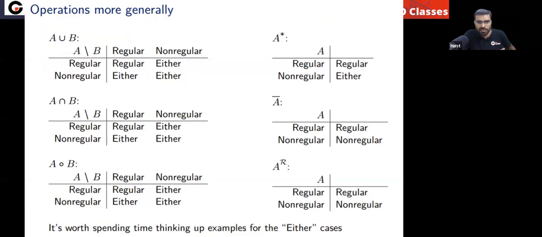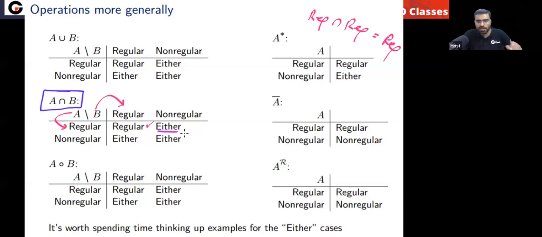Now similarly, can you notice for intersection? If A is regular and B is regular, the intersection will be regular, because we know regular intersection regular is regular. What about regular intersection non-regular? What can you say? That can be anything.